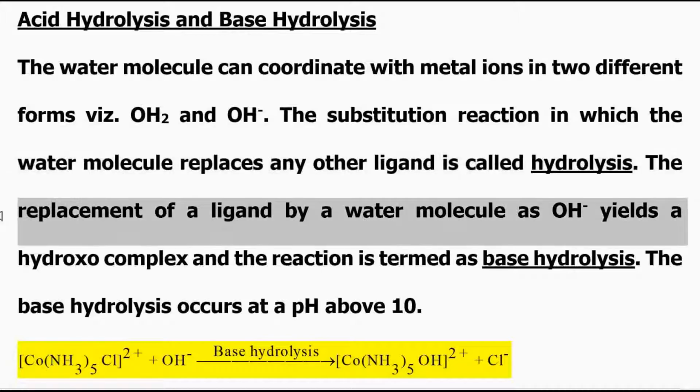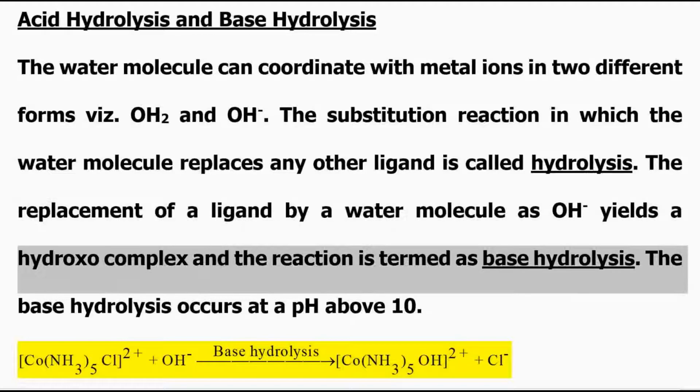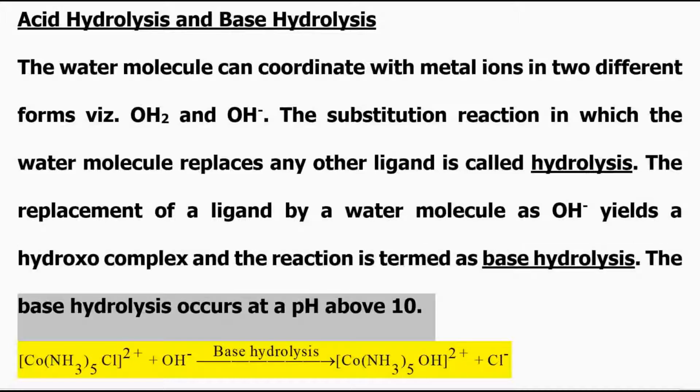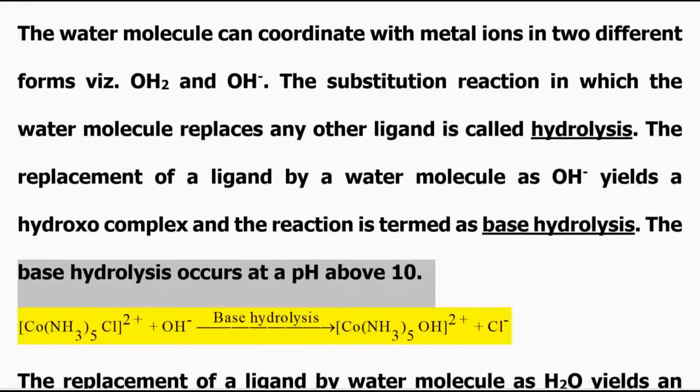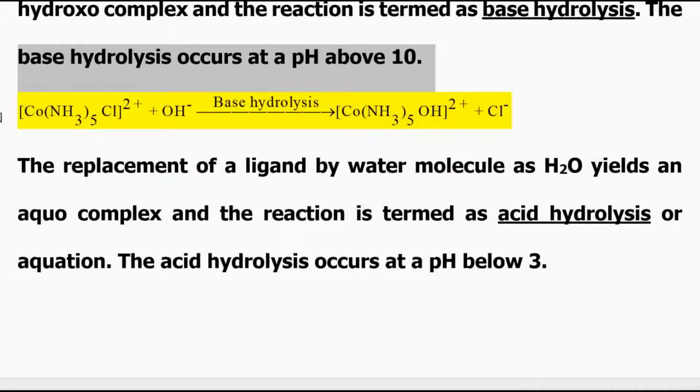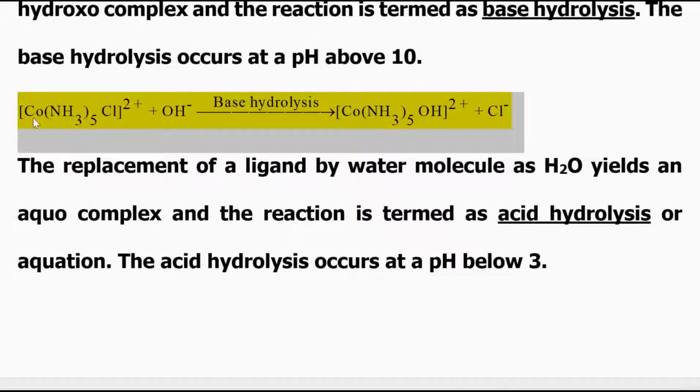The replacement of a ligand by water molecule as OH minus gives a hydroxo complex, and the reaction is known as base hydrolysis. The base hydrolysis occurs at pH greater than 10. An example of base hydrolysis reaction can be this. You have cobalt 3 plus amine complex, ammonia is a neutral ligand, 5 ammonia ligands, and then Cl minus as the sixth ligand. So the overall charge on the complex will be plus 2.